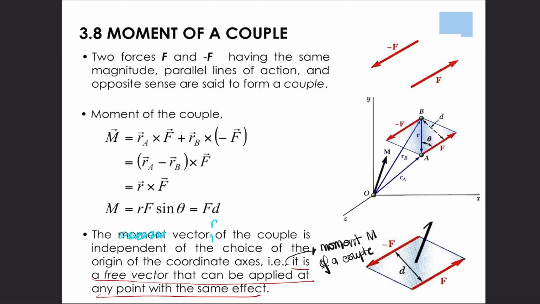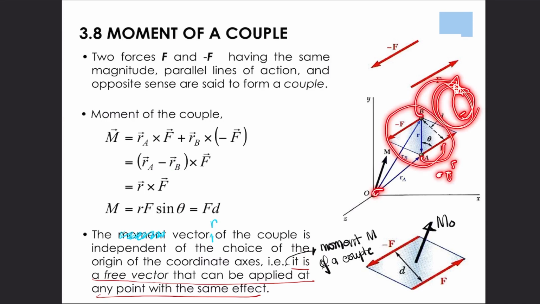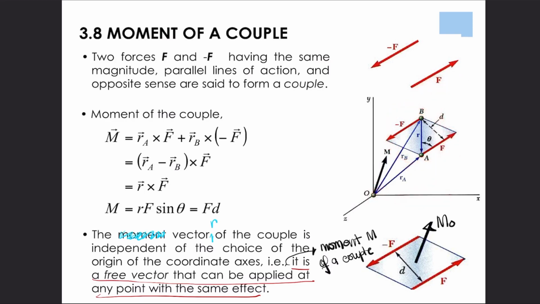moment of a couple M, or M sub O, is a free vector that can be applied at any point that will create the same effect. So, kani siya, kung bisag asa ba ni siya na-locate, say na-locate siya dira, tapos i-base nimo siya at say at this point, O prime, dili sa O, still it will create the same effect on such rigid body kung ahan mo siya di-apply. Because the moment M of a couple is a free vector, so pwede siya i-apply at any point with the same effect.